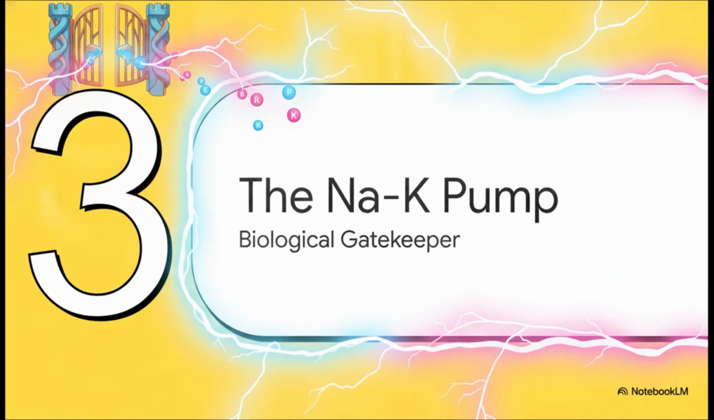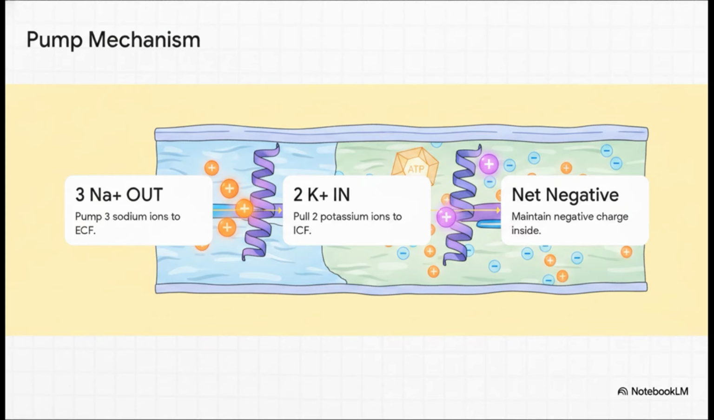Which brings us to part 3, the Sodium-Potassium Pump, the biological gatekeeper. Enter the absolute hero of our story. This pump is an integral membrane protein that acts as a highly regulated gatekeeper to stop our nerves from dying out. Let's break down exactly how it works. First, it burns some ATP energy to grab exactly 3 positive sodium ions and physically pumps them out of the cell into the ECF. At the exact same time, it pulls 2 positive potassium ions from the outside and brings them back inside to the ICF.